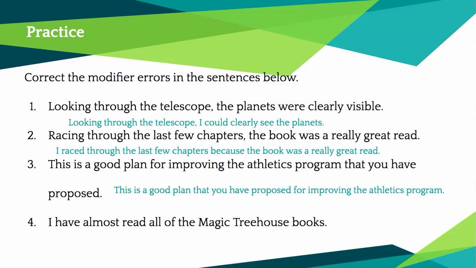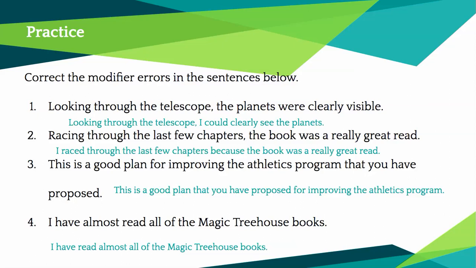Finally, number 4, I've almost read all of the Magic Treehouse books. This one might not sound that weird. Maybe you do mean I've almost read all of them. That would mean that you've started every single book but not finished any of them. That's probably not what the speaker means here. They probably mean they have read almost all of the Magic Treehouse books. So it's a subtle change, but the meaning matters.